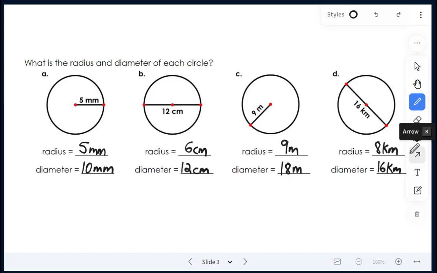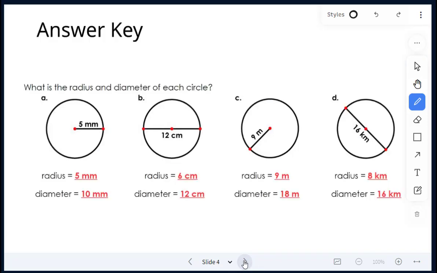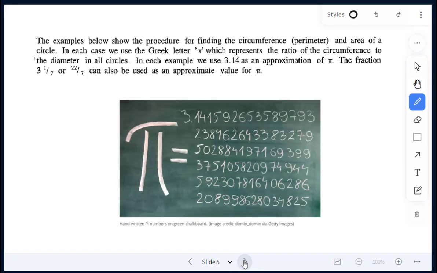All right, so that's just a quick review, making sure you know how to get the radius or the diameter from a circle, because we'll need to know those when we start calculating circumference and area of a circle. All right, that was just the answer key. So next we're going to start looking at the circumference as well as the area. And like I said, we do need to know pi to be able to make those calculations.